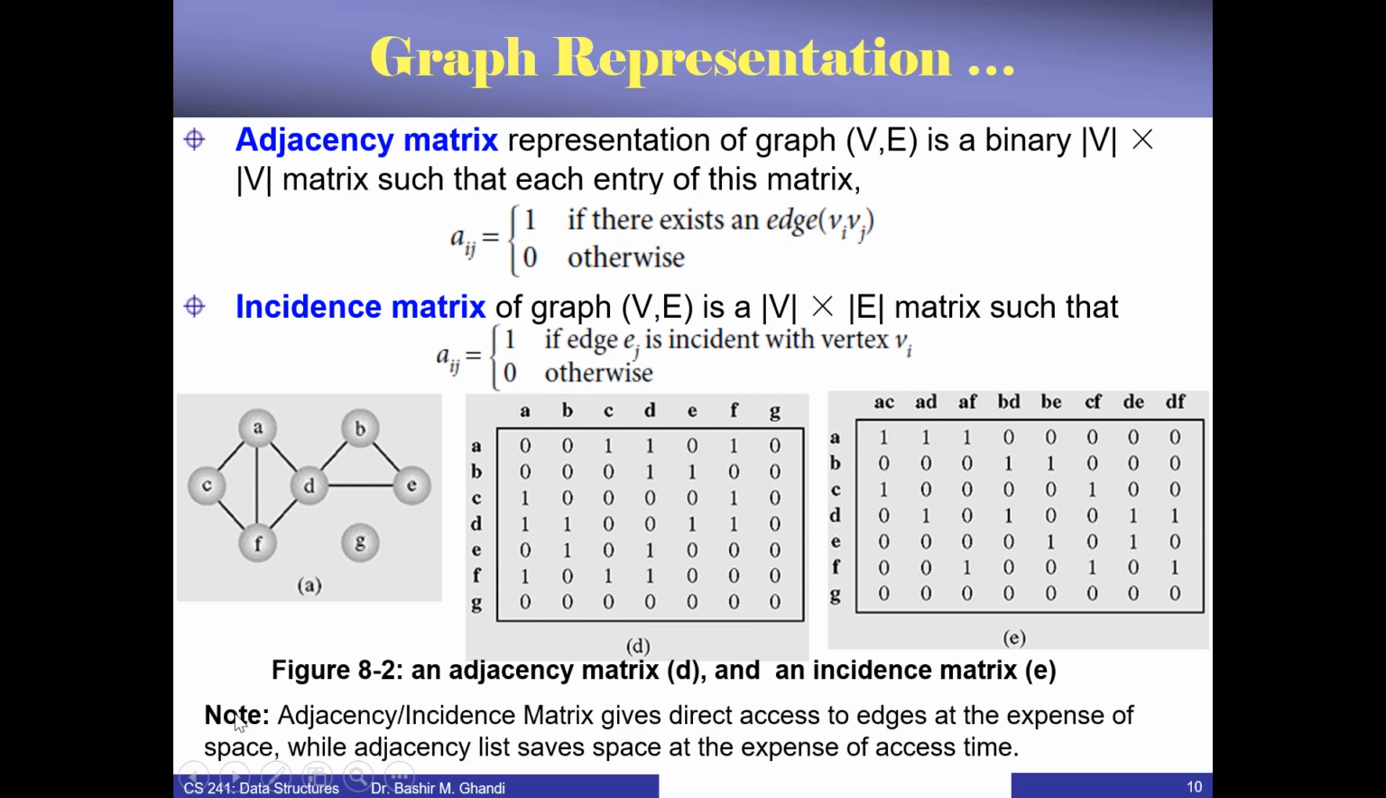As I mentioned here in this note, both adjacency and incidence matrix methods, they will give you direct access to the edges. Okay, so faster access, but at the expense of space, at the expense of wasting space. Whereas adjacency list saves space at the expense of access time. So if you are asked a question to compare between these two, this is the answer.